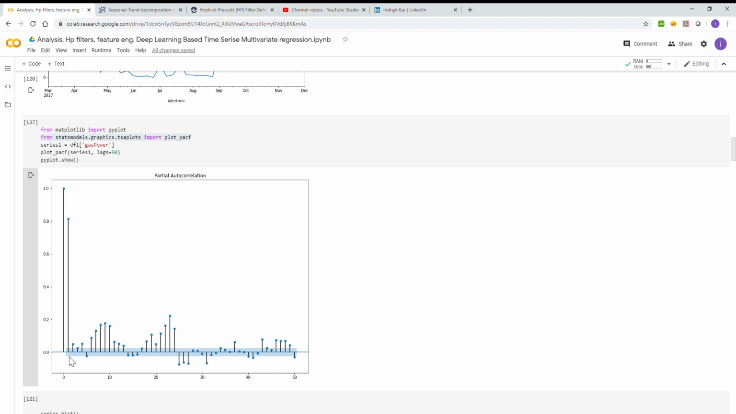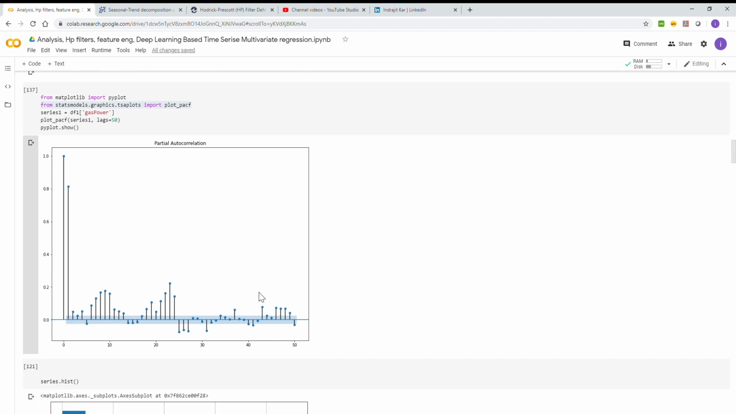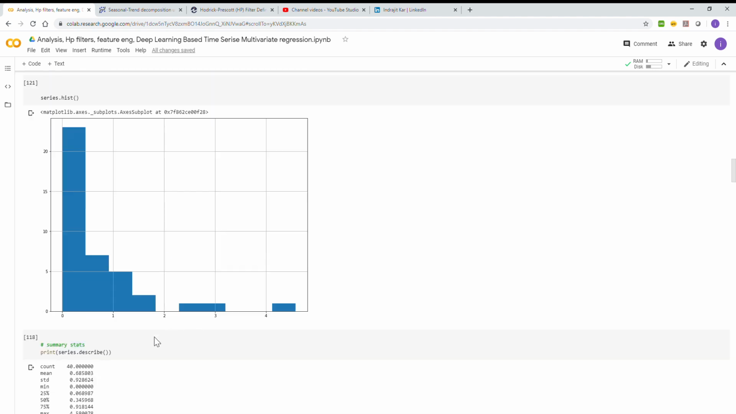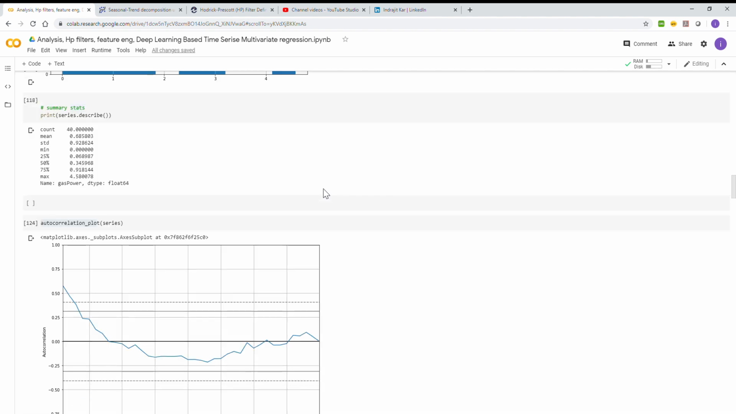So let me just go ahead and tell you that if you see the black points over here which are inside this area, then it's not statistically significant. If they're above this area, they're statistically significant. So that's kind of the basic interpretation. As I said, the data does not have white noise, so its mean is not zero, standard deviation also okay. The data is not normally distributed is what I see over here.